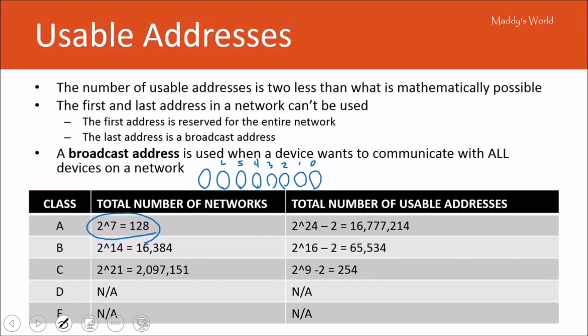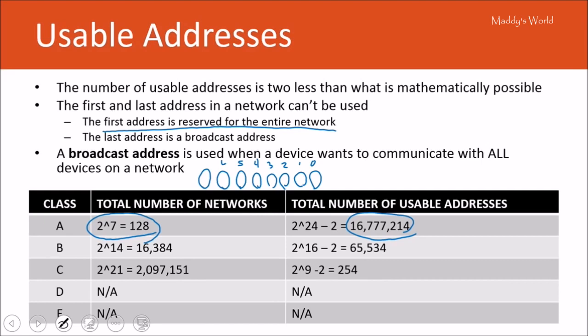So going back to what we were saying, the total number of available network addresses is 128 in a Class A network. The total number of usable host addresses, however, is 16,777,214. There are actually two more addresses that are available, but they're not usable because the first address is reserved for the entire network. So that becomes the network address, right?